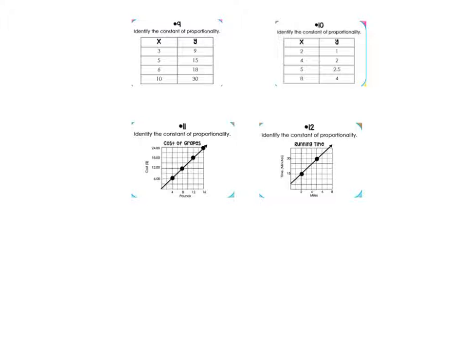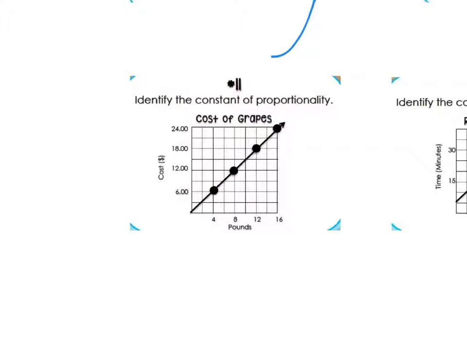You're a straight line and you go through the origin. Okay? But that's not what this wants to know, though, so that's great. Identify the constant of proportionality. Again, y over x. So constant of proportionality says y divided by x.